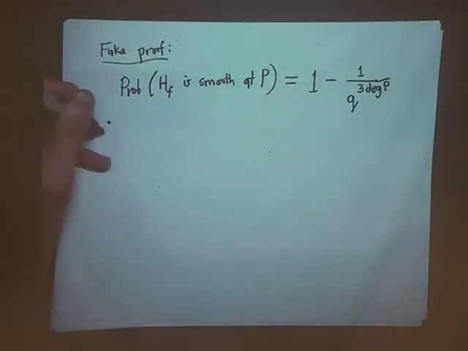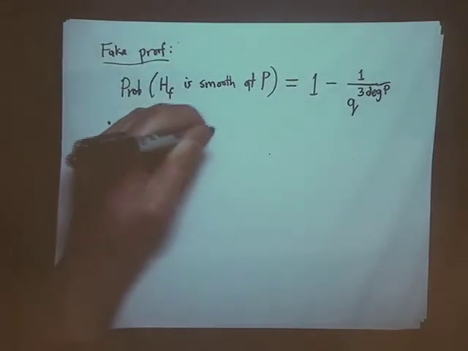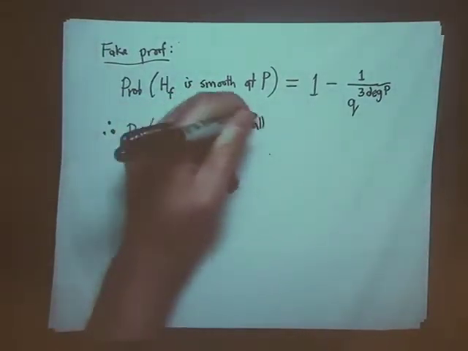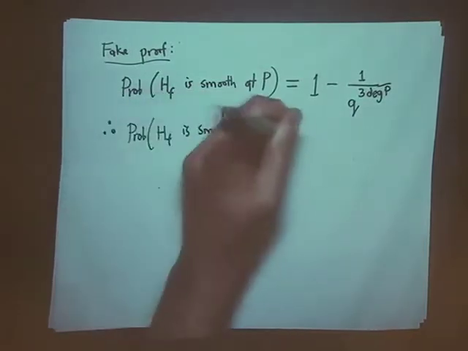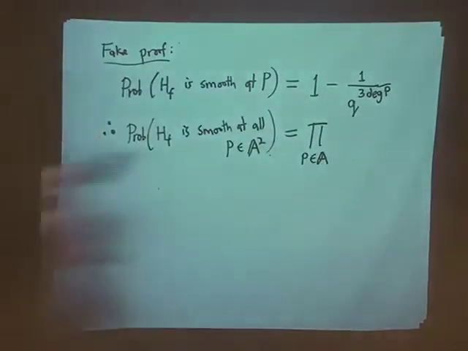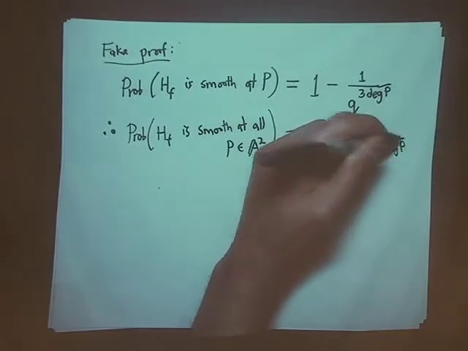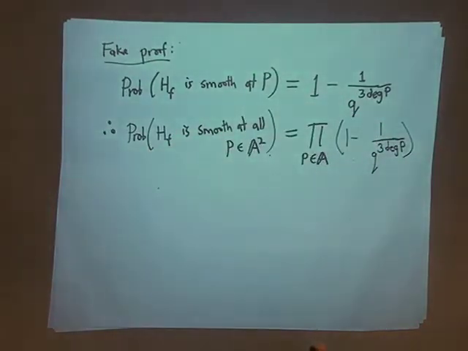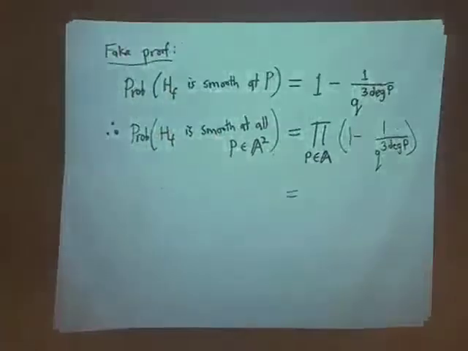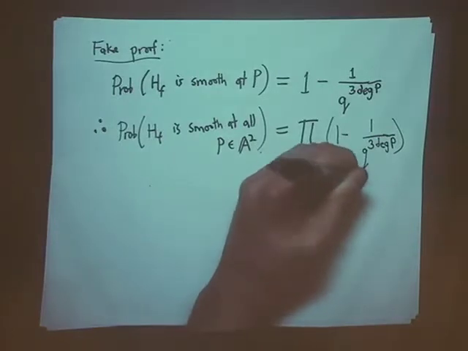And then this is where it really starts getting fake. You say, okay, what do you want? If you want this to be smooth at all P in A2, then if these things are independent, it should be the infinite product over all such points P of one minus this. So it's the same as the fake heuristic for square free integers. It's completely analogous to that. And so this is exactly the definition of the zeta value of the plane A2 at 3 inverse.